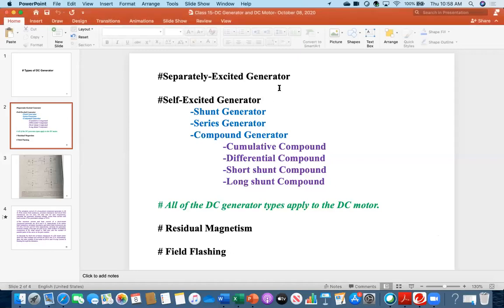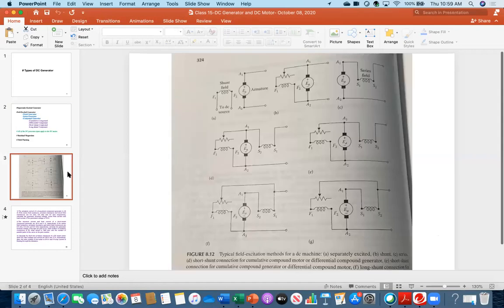Okay, now see, I summarized these things, but I also explained what is residual magnetism and what is field flashing. And in this slide, I am showing you those pictures. Those pictures are available in the book. This is figure 8.12. Currently, as I said, we are in chapter 8.